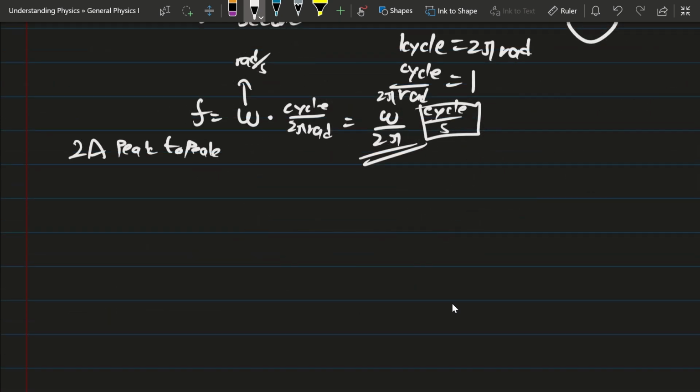So in here we have discussed oscillation as well as how we describe an oscillation. But for now, we want to talk about a certain example, which we call the simple harmonic motion, or shortened to SHM.